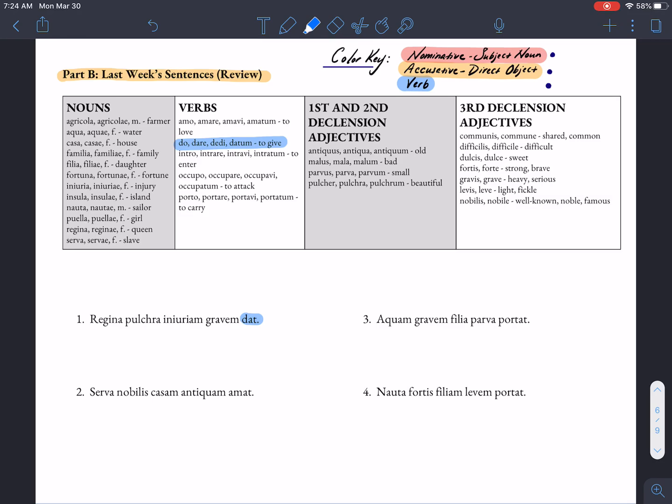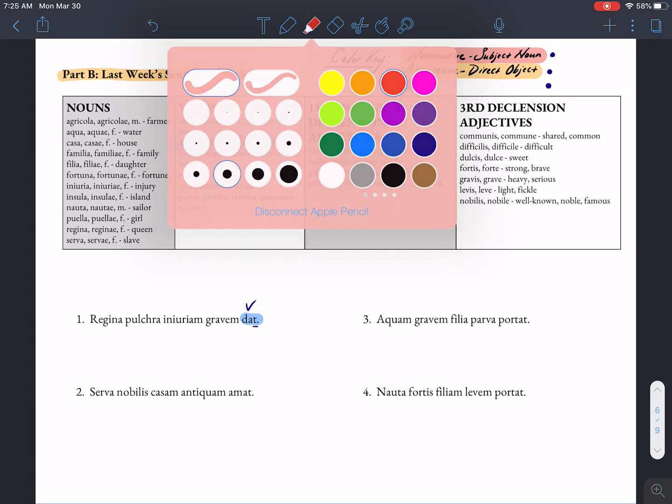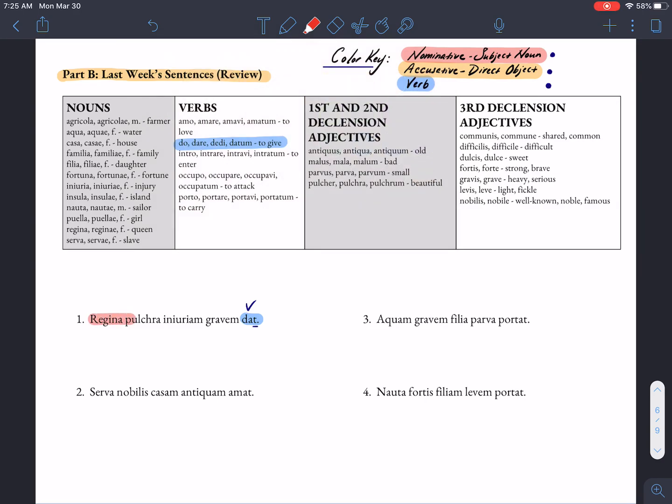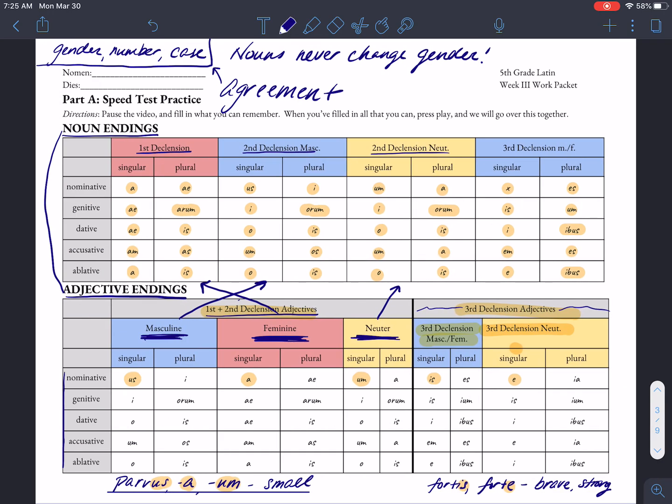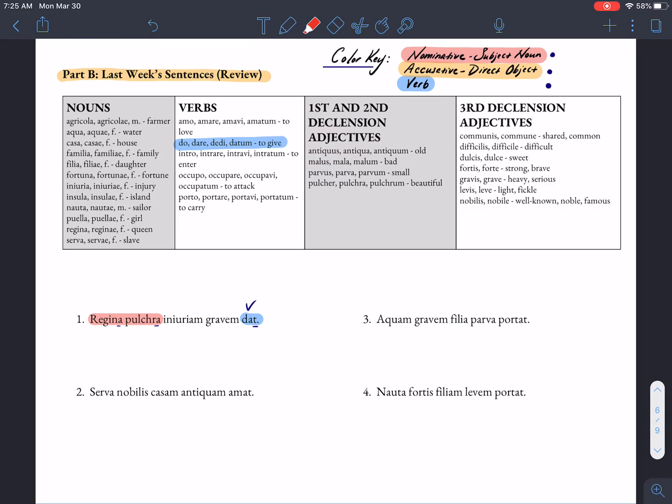Now usually I would ask, what is it, singular or plural? It's singular. So we've got our singular nominatives over here. We've got Regina and we've got pulchra right next to it. Notice the endings are the same. If you were to go back and look at your charts, you'd find that Regina and pulchra do match in gender, number, and case. They're both feminine, nominative, and singular. So they can go together, and they can be your subject noun.